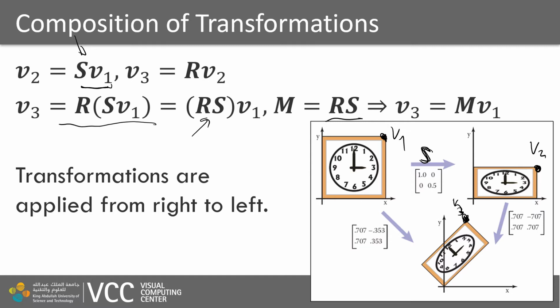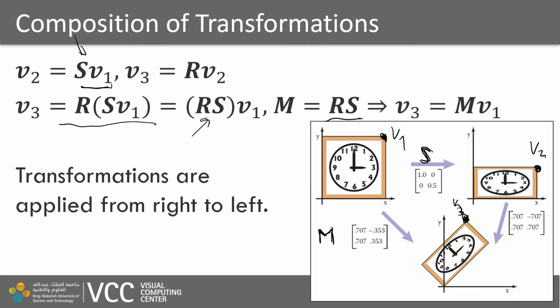Great. Now, if we have the point V1 and we have our matrix M, then we will end up in the point V3 directly from the point V1.